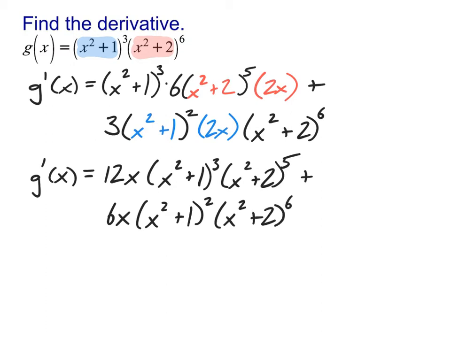Now, could we clean it up even more from this? Well, it depends on what you mean by cleaning up. There's other manipulation you could do. If you really wanted to, you could try factoring out a 6x out of each term. Heck, you could even factor out a x squared plus 1 squared and an x squared plus 2 to the 5th out of every term. But I'm just not worried about doing that here because that's not really going to gain us anything in the long run. So I'm just not going to worry about it. I'm going to go ahead and leave it like this. Even leaving it here would have been okay. It just bugs me when we got numbers sitting in the middle like that.